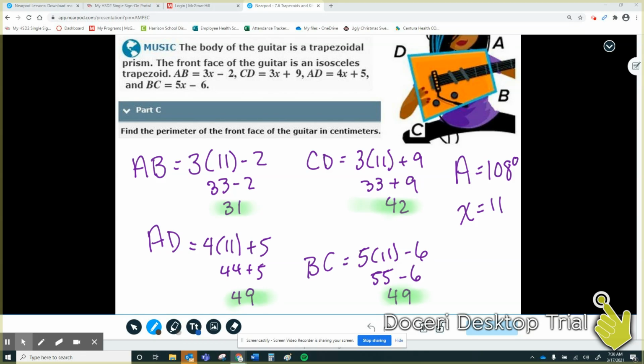So you can plug it into a calculator. 49 plus 49 is 98. 98 plus 31 is 129. And 129 plus 42 is 171. So all in all, I added all four together, and I got that the perimeter was 171 centimeters.